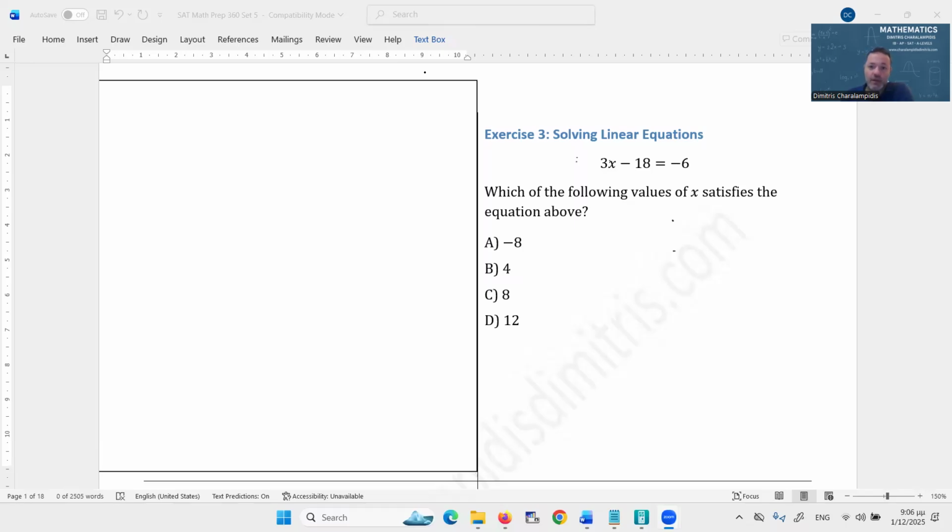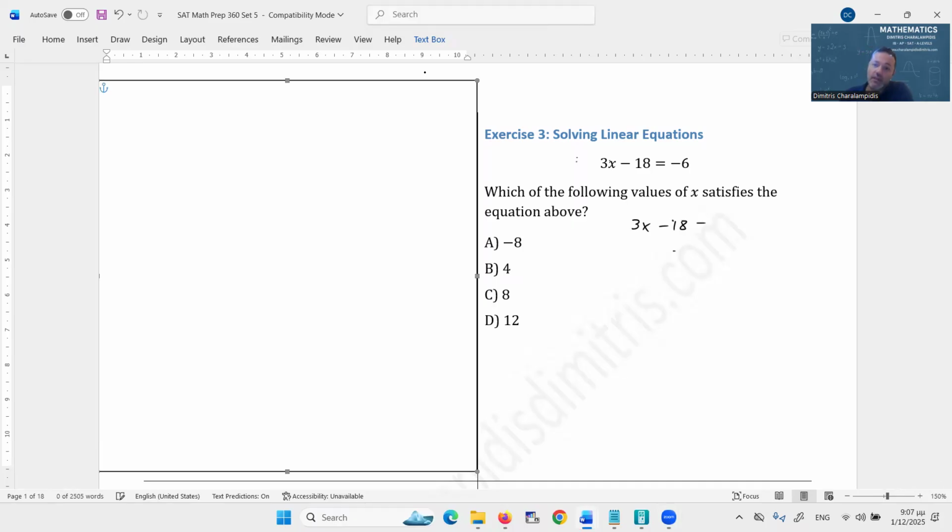Exercise number 3. Which of the following values of x satisfies the equation above? 3x minus 18 equals negative 6. Of course, we can either use our calculators or we can even go to Desmos to solve that one. I would choose to solve it by hand. I find it to be quicker, but if you don't feel that confident, please be my guest, use your calculator or Desmos. Now, I'm going to simply solve it by hand.